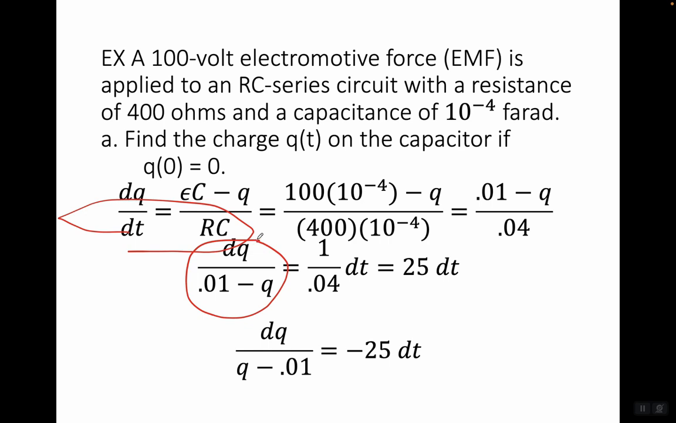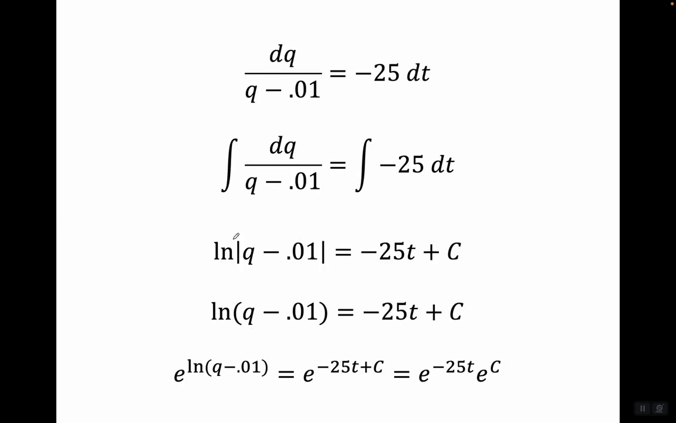Before we integrate this, I don't want something minus Q because then you have to use substitution to integrate. It just gets complicated. Let's just multiply both sides by negative 1. We have dQ over Q minus 0.01 equals negative 25 dt. There's our equation. Let's integrate. When we integrate this, we end up with the natural log of the absolute value of Q minus 0.01 equals negative 25t plus C. When we get rid of the absolute value signs, we end up with natural log of Q minus 0.01 equals negative 25t plus C.